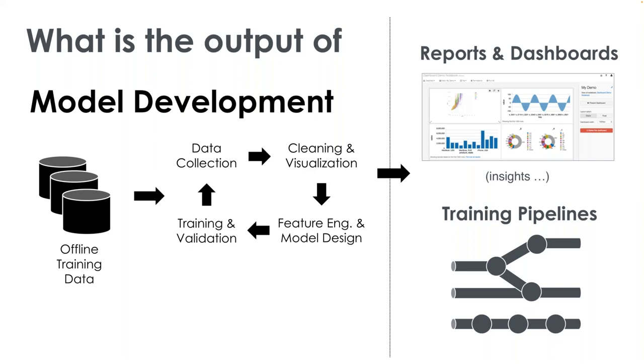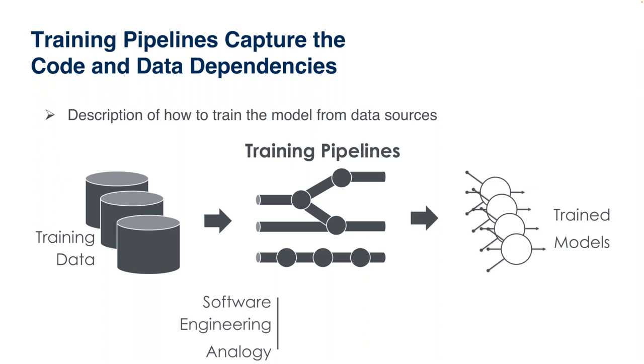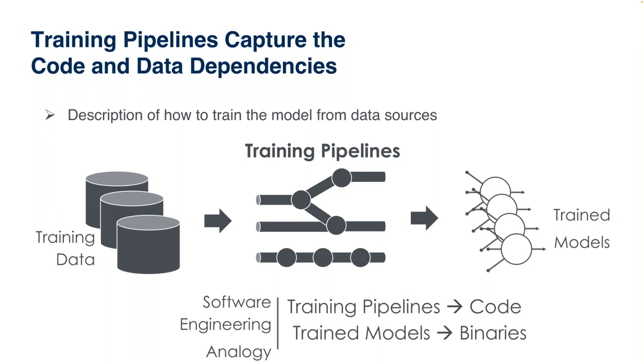We can answer questions of governance. How did you come out with this output, if we have the training pipeline in place? And go back and be able to say things like, the reason we predicted this is because of this data cleaning we did way upstream. So that training pipeline is extremely useful, and throwing it away and just keeping the model is bad news. Okay, so training pipelines are a description of how to train the model from data sources, and we want to keep it around. And the software engineering analogy for those of you who are developers, training pipelines are basically code. Trained models are basically binaries. And in the case of machine learning, we really need the code because we're iterating all the time.